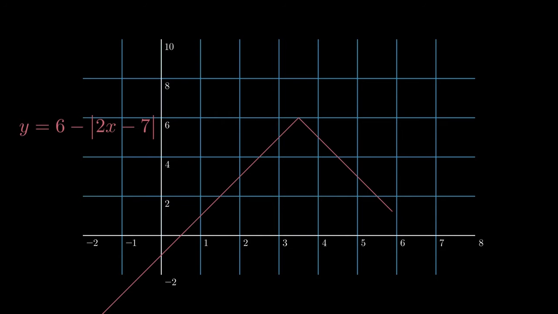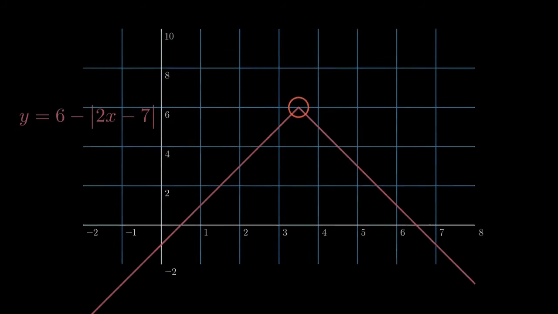All right. So we want to think about where that maximum value is. What x value will give that to us. So the point's indicated by the red circle. And we can see that the maximum is when the absolute value piece is 0. That will be 0 when x is 3.5. 2 times 3.5 is 7. 7 minus 7 is 0.